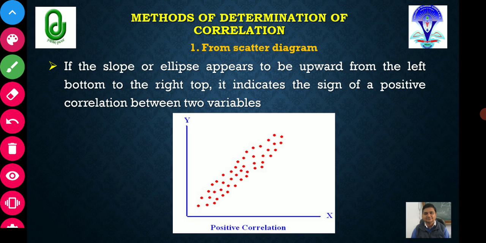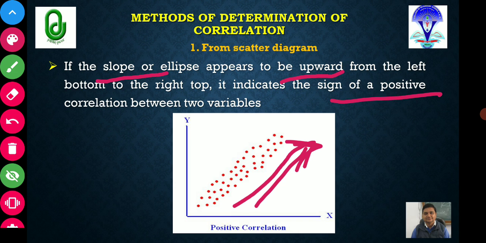If the slope or ellipse appears to be upward, here you can see the slope appears to be upward from the left bottom to the right top. This indicates the sign of positive correlation. So this is the sign of positive correlation.